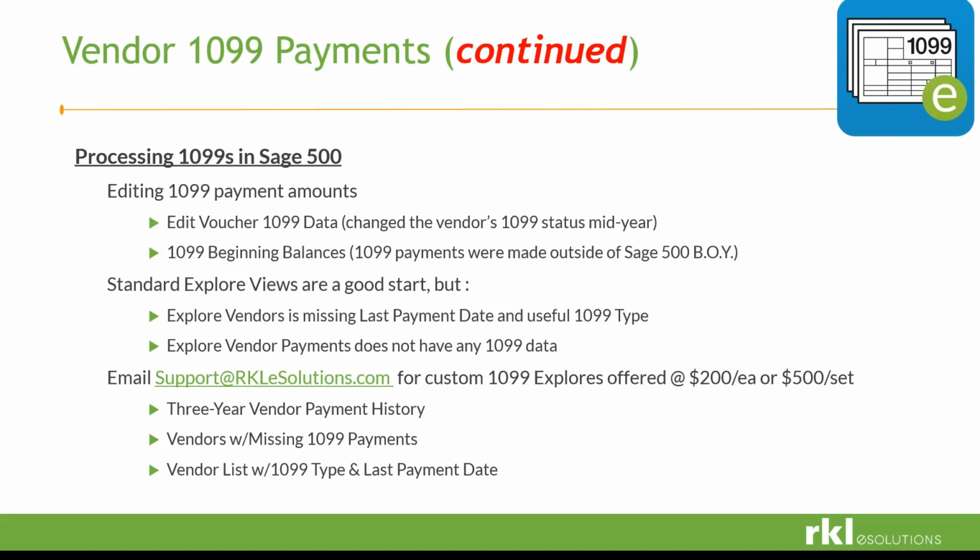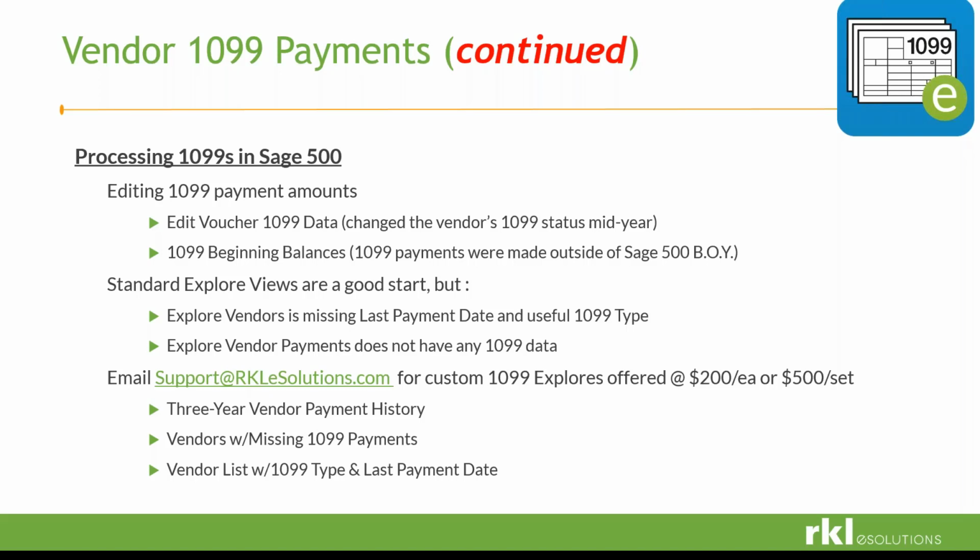How do you validate the information that's out there for your 1099 payments? There are a couple of standard Explore views. So under the Insights Explore folder within Accounts Payable, you've got the Explore Vendors task and the Explore Vendor Payments task. Those are both good starts, but unfortunately, neither of them is really complete for looking at 1099 information.